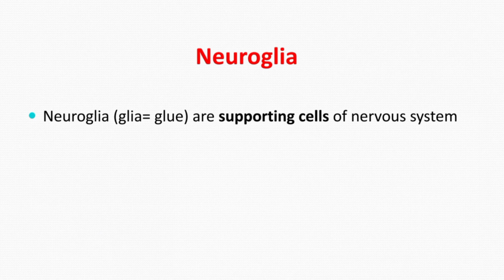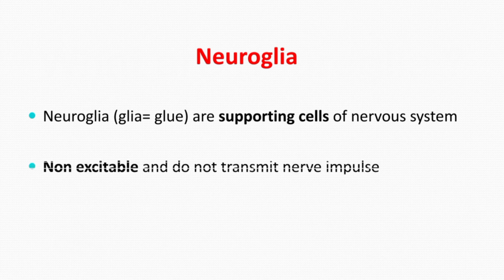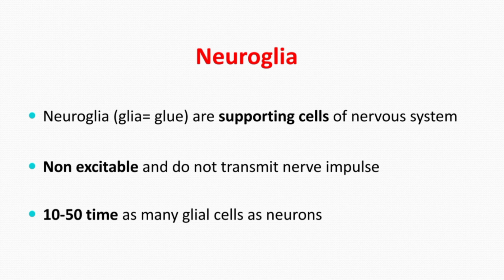We know that a neuron is an excitable tissue. It generates nerve impulses, and nerve impulses are transmitted in the neuron. On the other hand, the neuroglia, which are the supporting cells, are non-excitable and do not transmit nerve impulses. The number of neuroglia in our nervous system is about 10 to 50 times as high as the neurons.